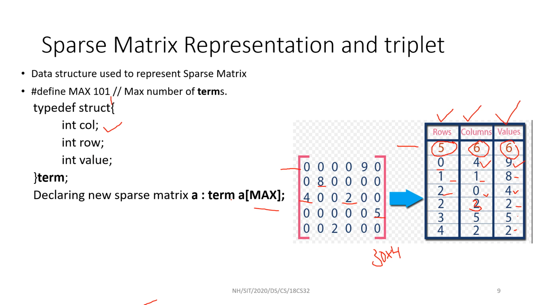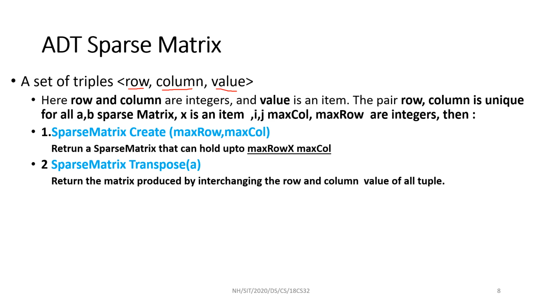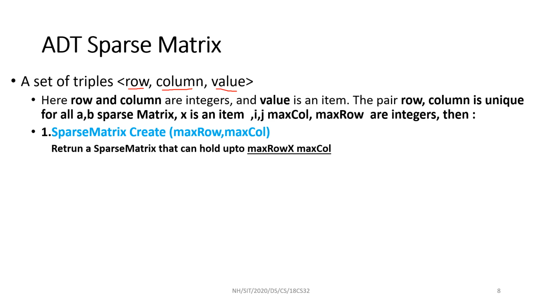What are the different operations we can perform? The first operation is creating the sparse matrix. This will allocate memory. How many rows? How many columns? These many rows and these many columns are created. An empty sparse matrix is created, which will hold up to these many entries, max row into max column entries.